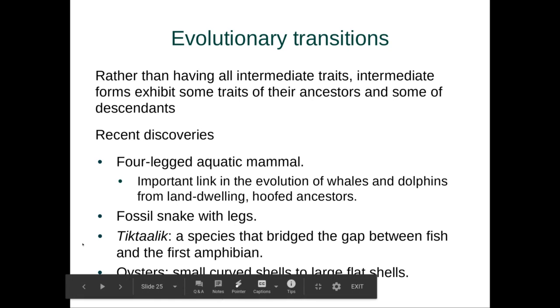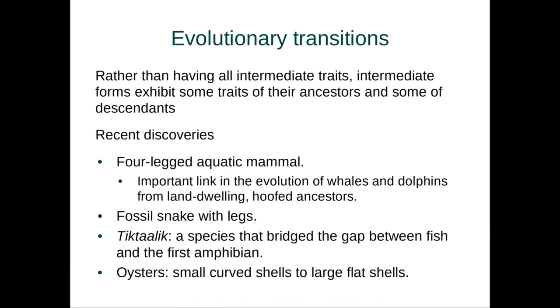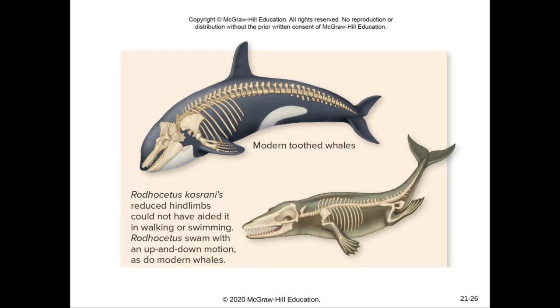There's an organism called the Tiktaalik. I think that's how you pronounce it. As you guys have figured out at this point, I'm bad at pronouncing names, but it's this species that essentially bridged the gap between fish and the first amphibians. And oysters also have intermediate fossils as well. But you can start to think about these intermediates, right?